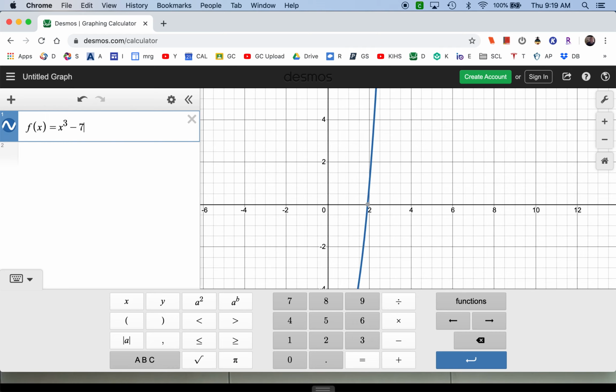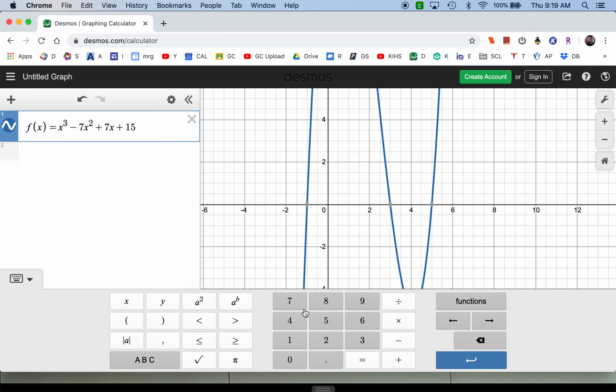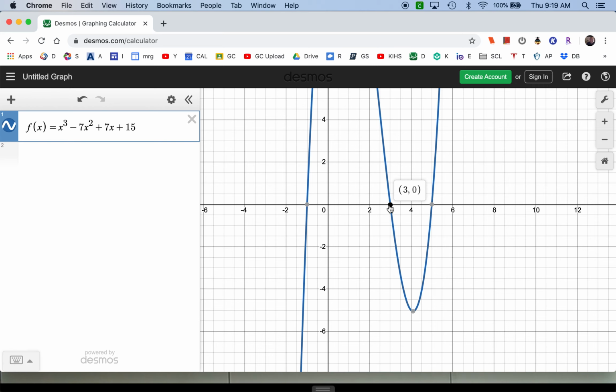Subtract 7x squared plus 7x plus 15. And again, I'm looking at 3. So when I look at 3, in fact, I can find it right there off the graph. What's the y coordinate when x is 3 and it's continuous around it? Both sides agree that it's approaching 0 for an answer.